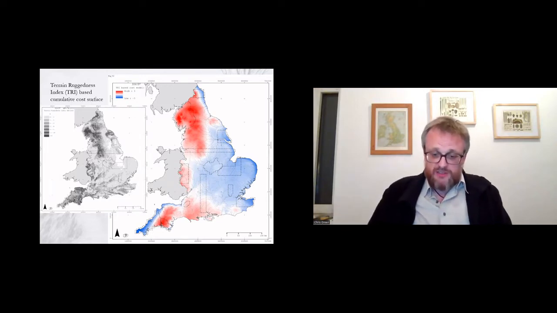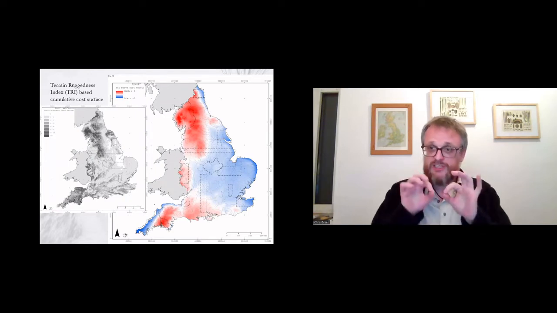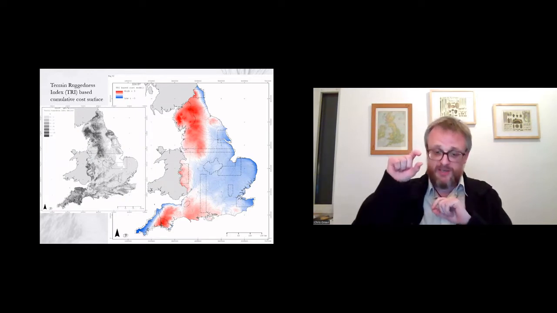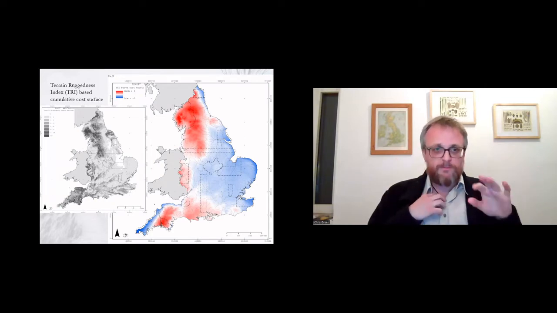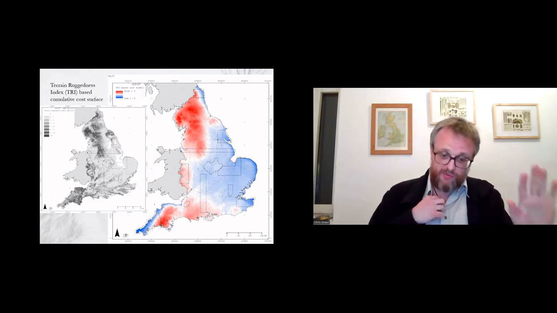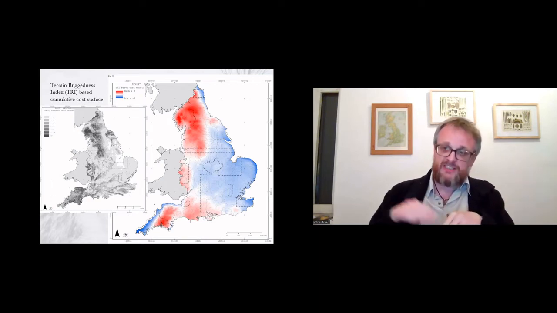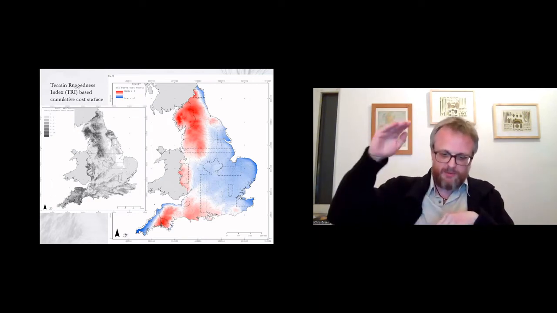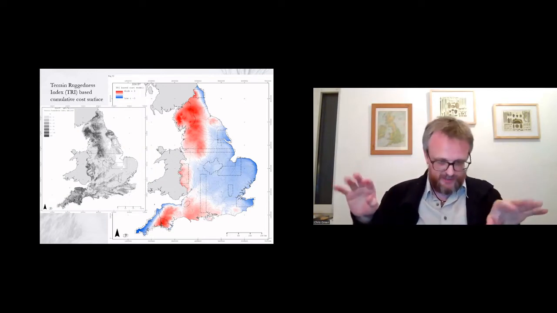Therefore, we decided to just use a simple 8-fold classification using Wilson's terrain ruggedness index, which is just a very simple measure of terrain roughness. Basically, the average difference in elevation between a pixel and all of its 8 neighbors. So in this model, flat and shallow sloping surfaces would be scored a value of 1, moving on through greater degrees of ruggedness up to a maximum cost of 8 for the most rugged areas of England.